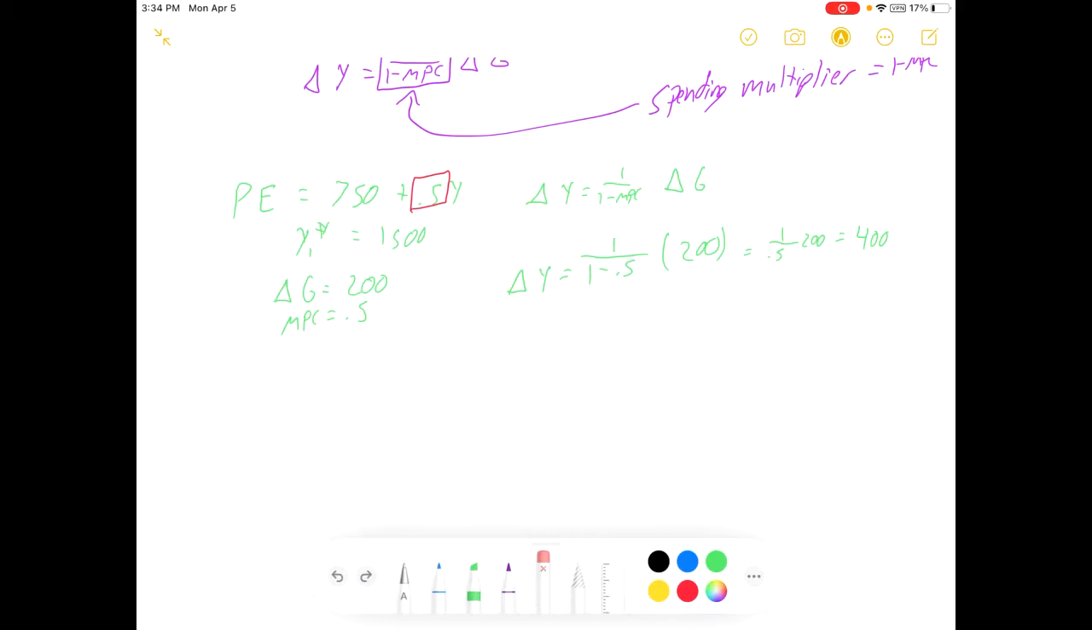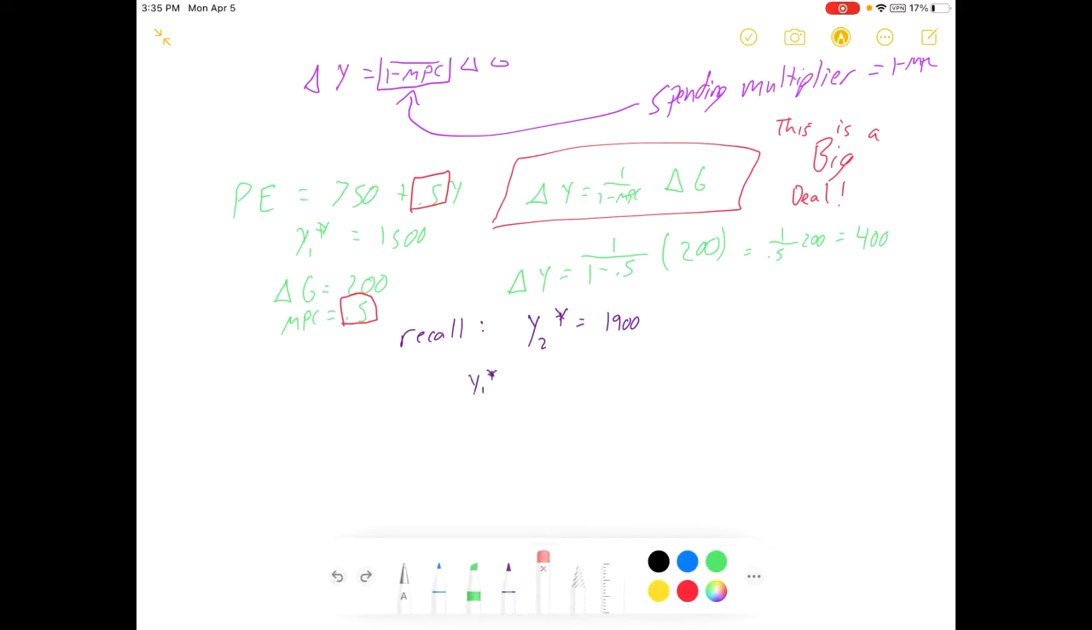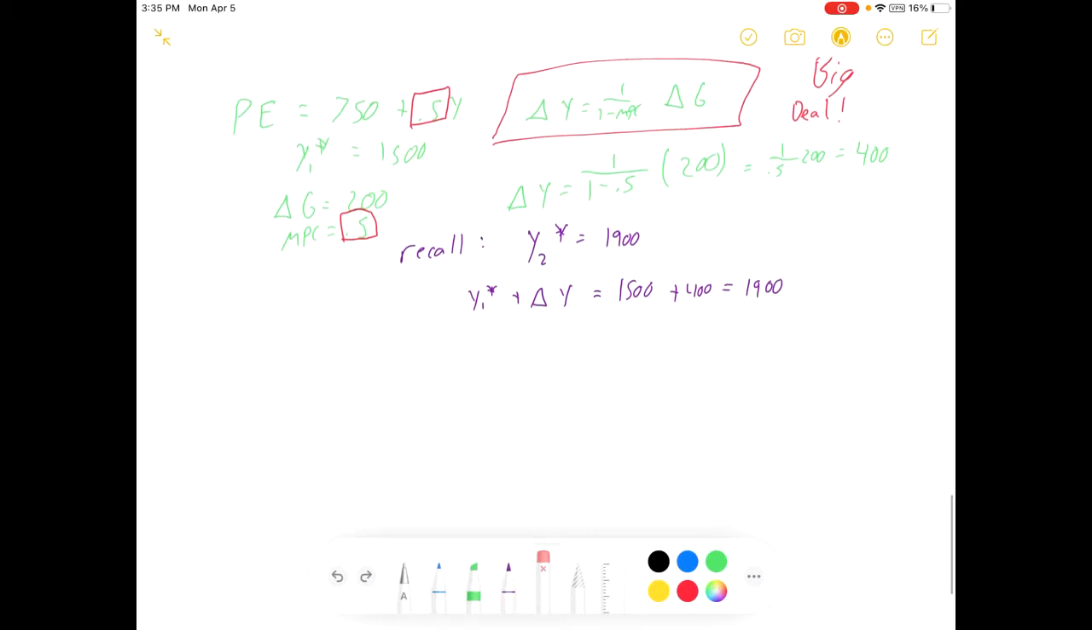So note that this 0.5, if you're ever looking at the equation and you're not sure what the MPC is, it's the slope. The thing attached to the Y, that's the MPC. And this equation, it's a big deal, because it links our government spending to our GDP. So remember, Y2 is 1900, Y1 was 1500, and so Y1 plus change in Y, so 1500 plus 400, comes out to 1900.